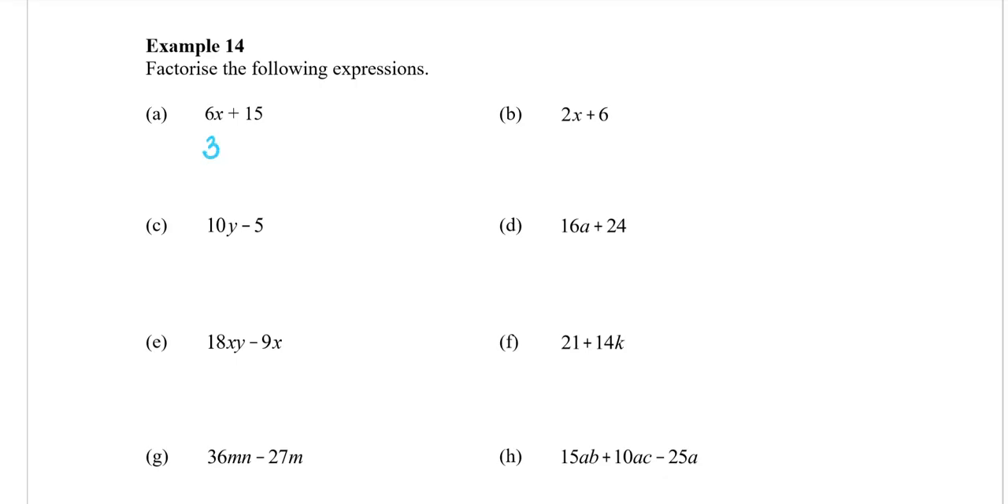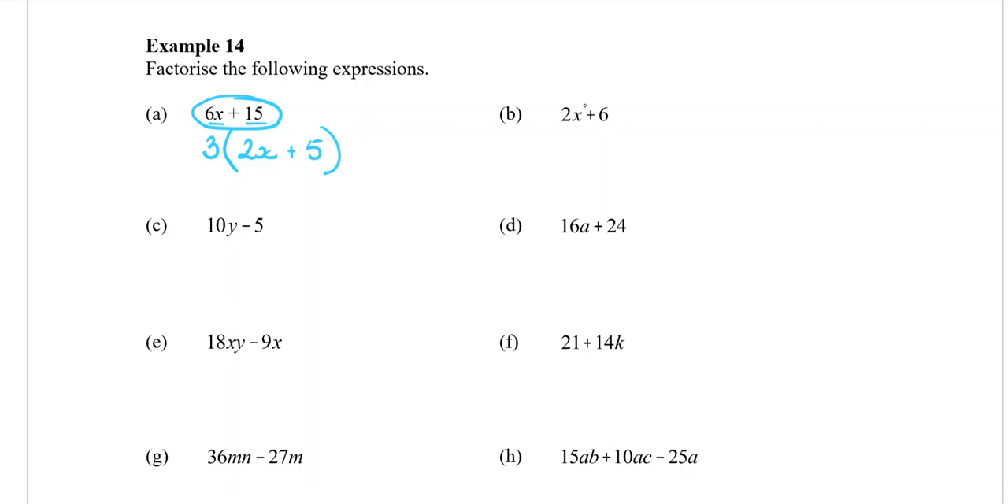Both of those numbers can divide by 3. The 3 will come out the front of a bracket, and we divide each of these terms to put the leftovers inside the bracket. 6 divided by 3 is 2 and the x, plus 15 divided by 3 is 5. Okay, and that's now factorised. You could times it back out again, and then you'd get back to your original question and see that it worked. Let's try B. 2 and 6.